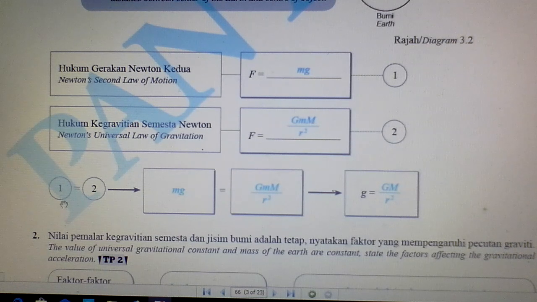Okay, so what we do now: the gravitational force from the second law and from the law of gravitation are equal. So equation 1 and equation 2 are equal. So mg equals G m M divided by r squared. You can cancel the small m, so you get small g equivalent to G M divided by r squared. So this is the formula that relates gravitational acceleration and the gravitational constant.